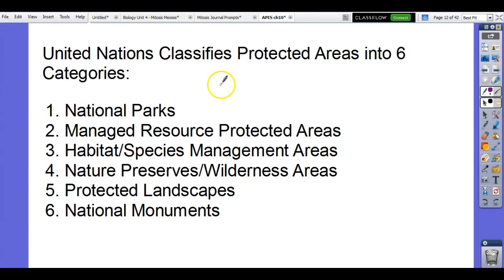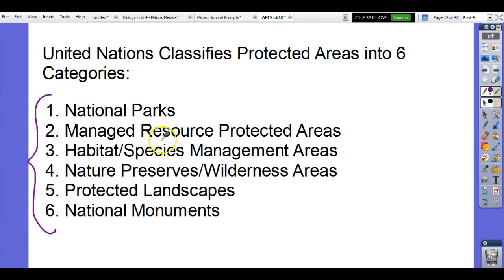So what are the categories then? We got national parks. You've probably been to a national park, all right? We have managed resource protected areas, so protected areas where they manage some kind of resource like fish or timber. Habitat management areas, nature preserves, protected landscapes, national monuments. I don't imagine that you would ever have to know the difference between all of these, but know that these are examples of protected lands.